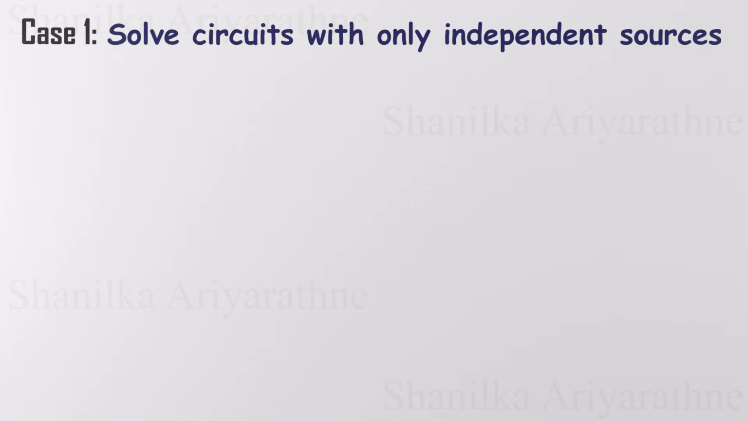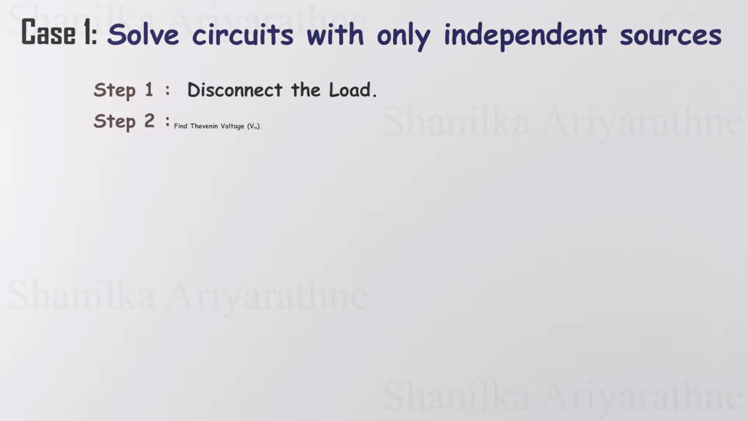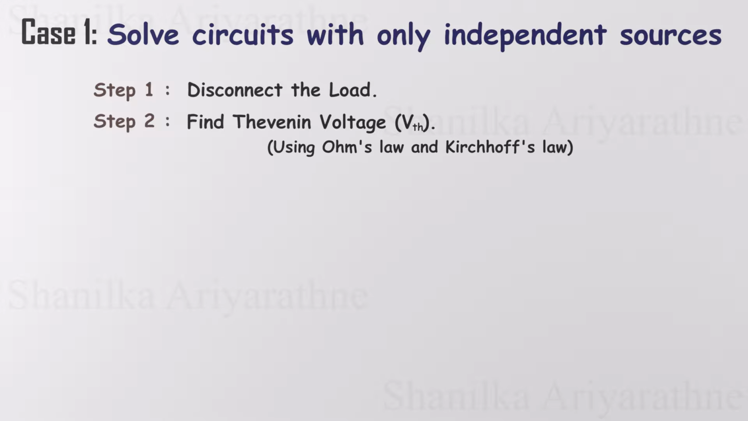To solve circuits with only independent sources using Thevenin's theorem, follow these steps. First, disconnect the load. Remove the load resistor. This isolates the portion of the circuit you're simplifying. Secondly, we can calculate the Thevenin voltage. Use Ohm's law and Kirchhoff's laws to find the open circuit voltage across the terminals where the load was connected. This voltage is called the Thevenin voltage.